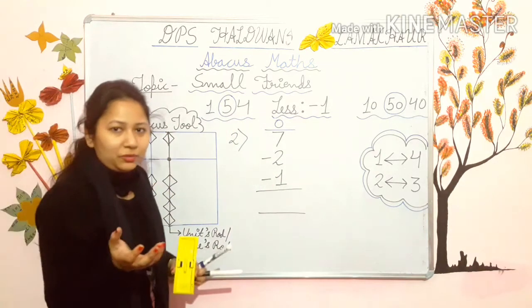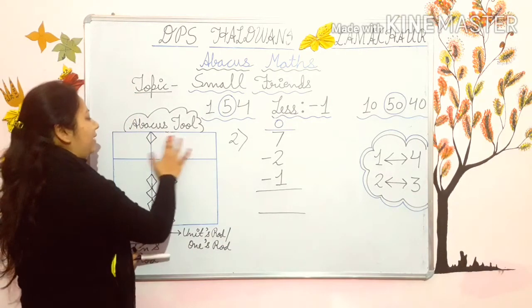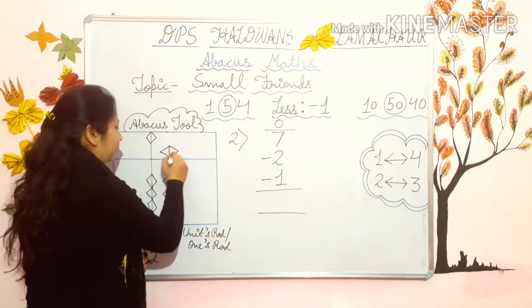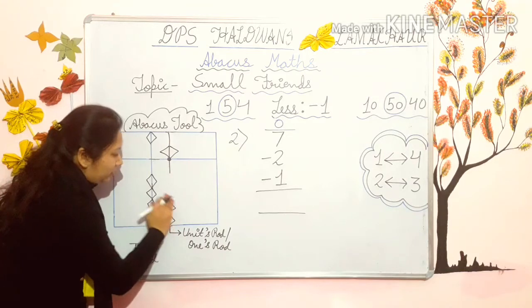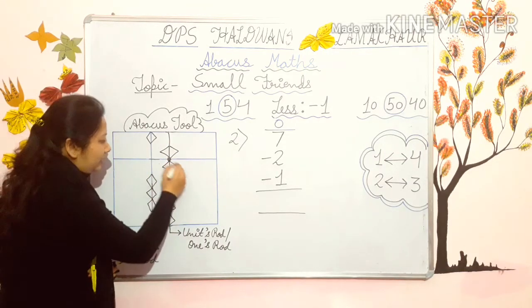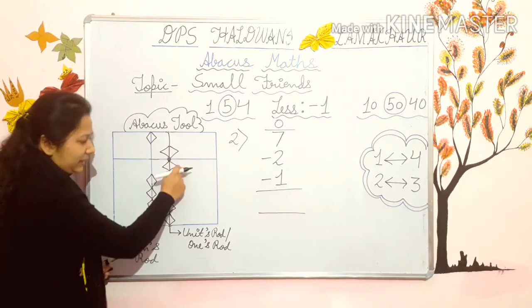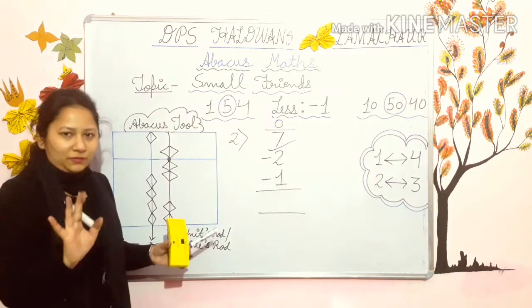7, you know how to add. We will take the help of 5. So first of all, add 5. Then 2 from down. 5, 6, 7. So 7 we have added. Nothing you have to do now.